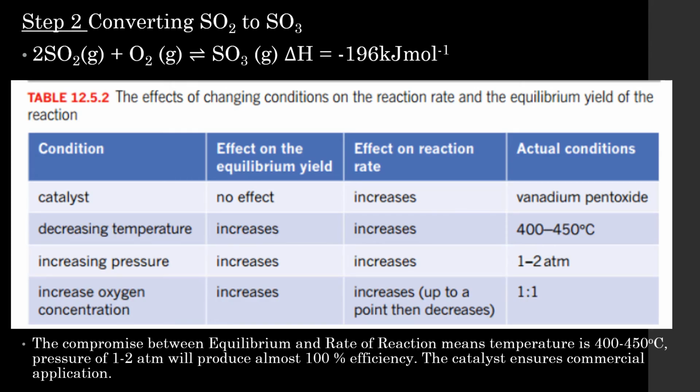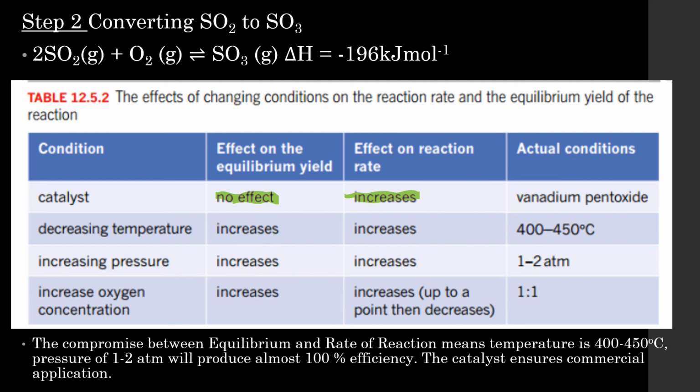Now looking back at step 2, just the conversion of sulfur dioxide to sulfur trioxide. So we've got 2 sulfur dioxides plus an oxygen. We should be producing 2 sulfur trioxides. So remember that a catalyst will have no effect on equilibrium yield, but it does lower the activation energy and increases the rate of reaction because it finds an alternative pathway.